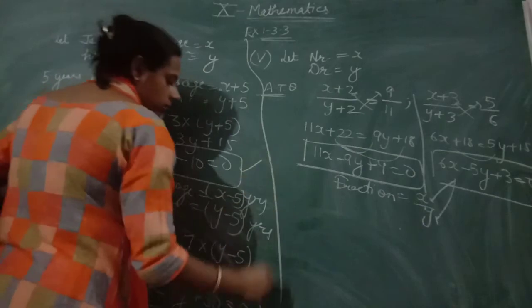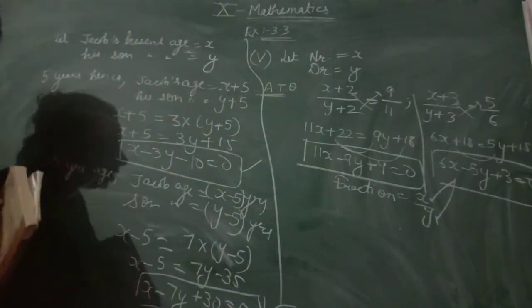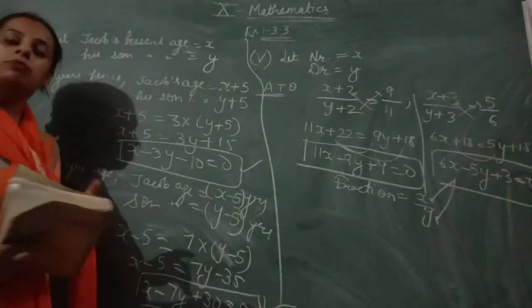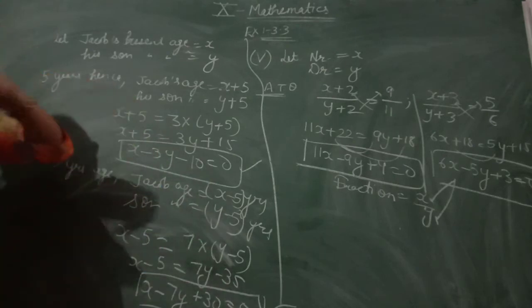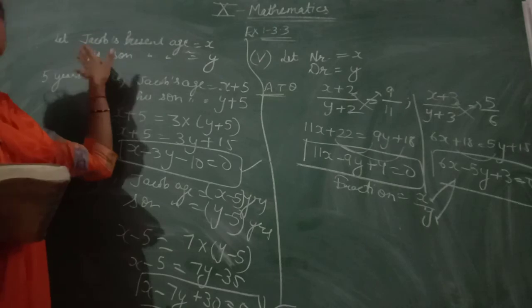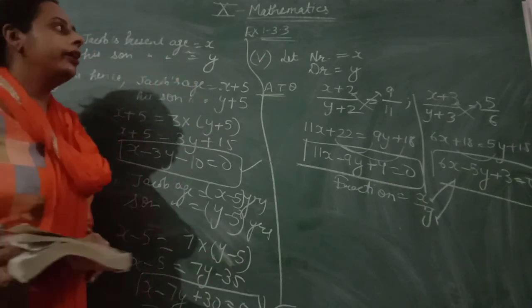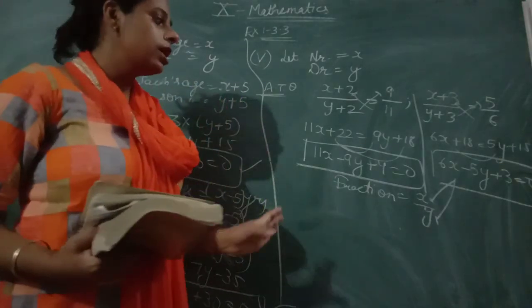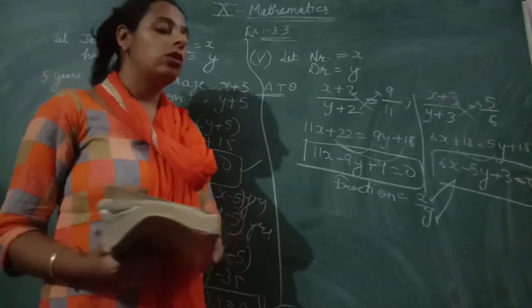After solving this pair of linear equations, you will get the values of x and y. x will be Jacob's present age, and y will be his son's age. Okay, thank you. Try this exercise by the substitution method only. Okay, thank you.